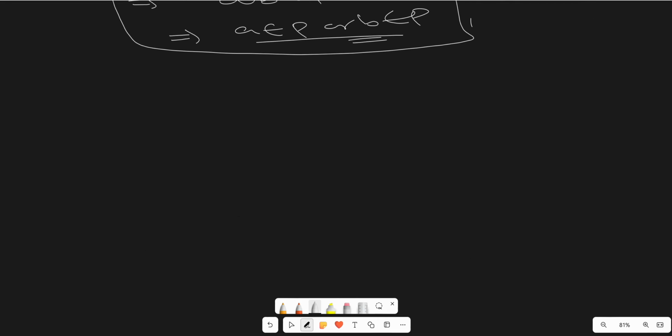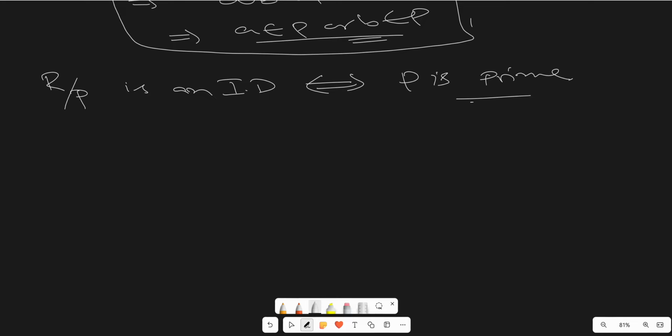So R mod P is an integral domain if and only if P is prime. This kind of statement is very useful. Otherwise, by seeing the structure of a quotient structure, you cannot predict whether an ideal is going to be prime or maximal. You cannot. So for that reason, you have to remember this kind of statement, right? So first one is this statement, and what about the second statement? What is the second statement?